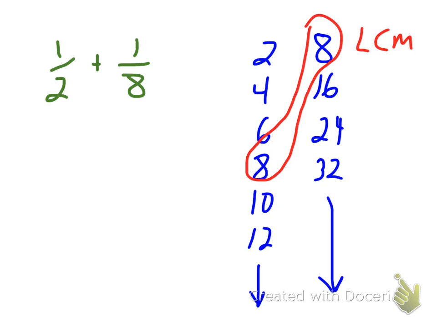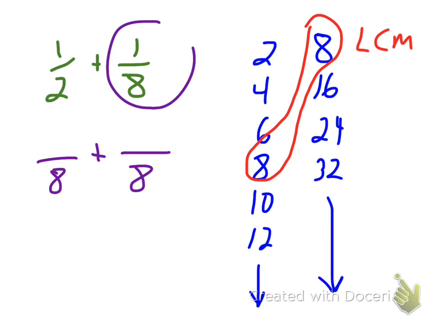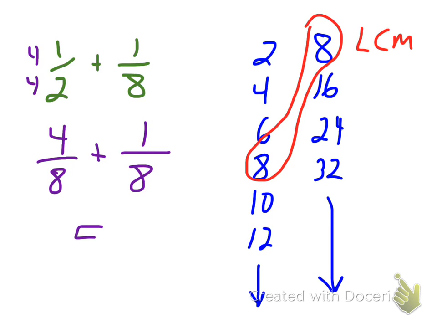So now, with a denominator of 8 and a denominator of 8, this fraction doesn't change, but the other fraction, you multiply by 4 over 4, so I get 4/8 plus 1/8 is now 5/8.